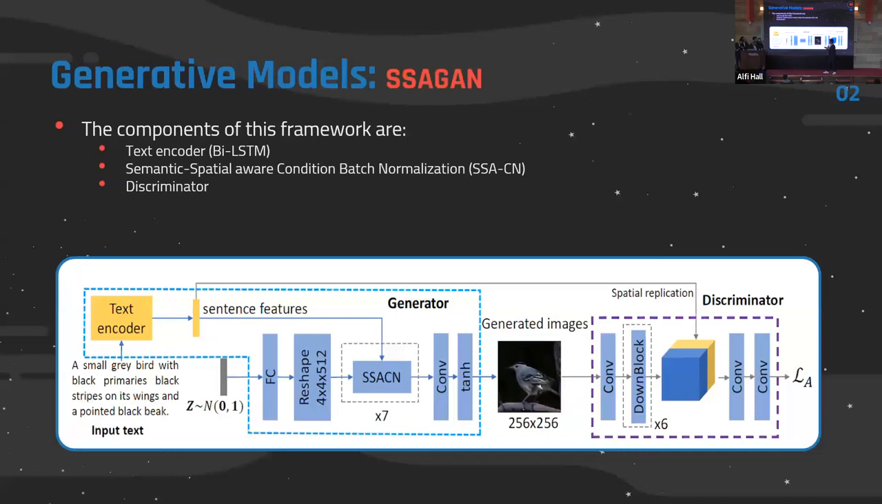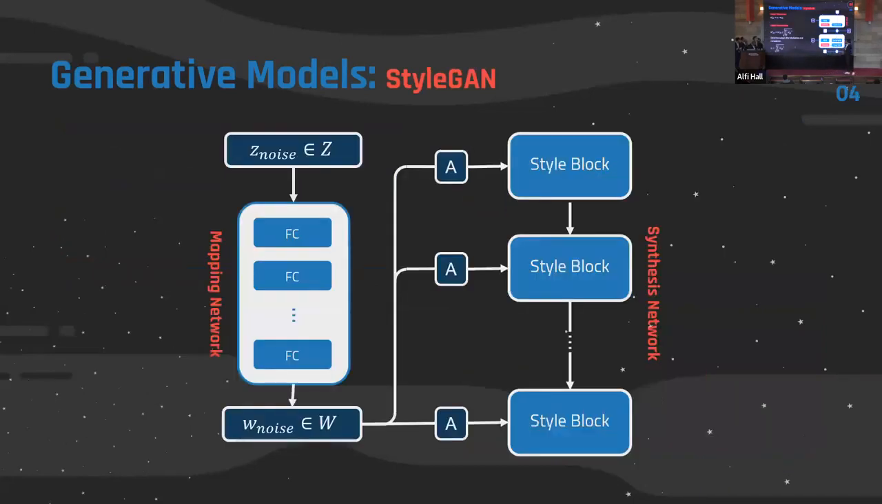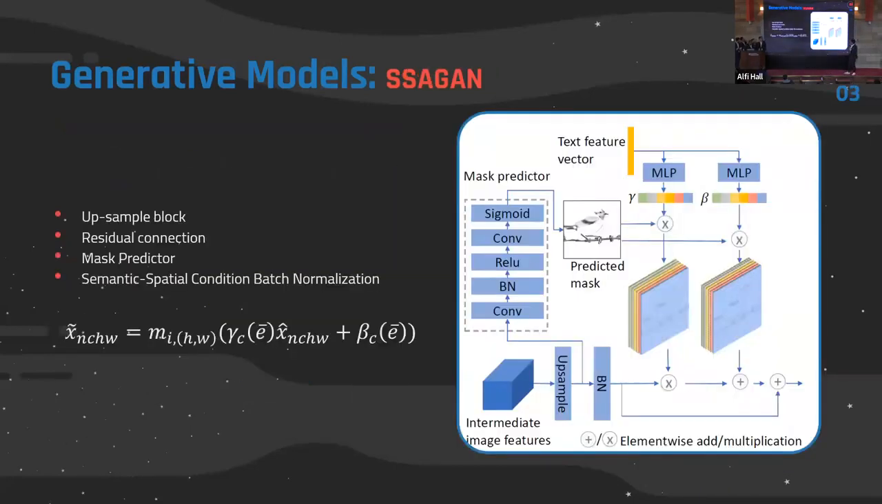The most important part of this architecture is this SSACN block, which is responsible mainly for this kind of fusion that we are targeting. Zooming into this block, we can see that it consists of an upsample block, a residual connection, a mask predictor, and a batch normalization block. The two major important parts of this block are the mask predictor and the batch normalization part.